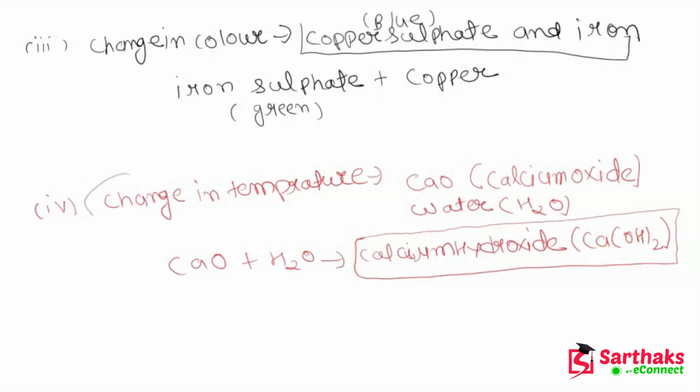But why am I talking about change in temperature? Because when this reaction takes place, lots of heat is released. So basically, you can say the temperature rises. So this is an example of a chemical reaction.